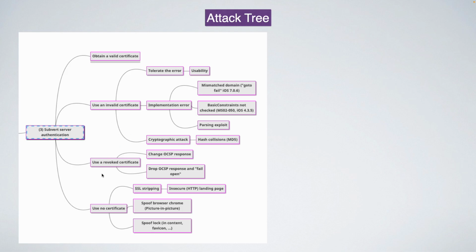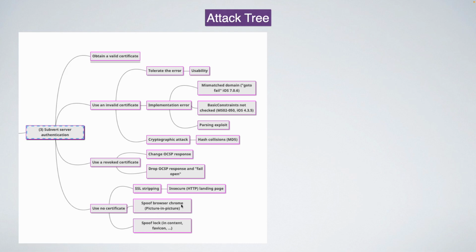If you can't get an invalid certificate, you might be able to get a revoked certificate. If you get a revoked certificate, you could just drop OCSP responses, or if they're not signed, you could try and change them. And then you could try to not get the user to even go to HTTPS in the first place. You could do SSL stripping: every time an HTML website goes by, every link in it, you switch from HTTPS to HTTP. You could also do that spoofing browser Chrome thing.